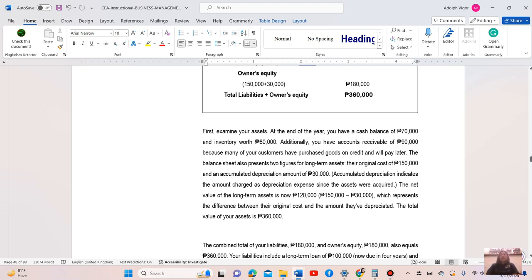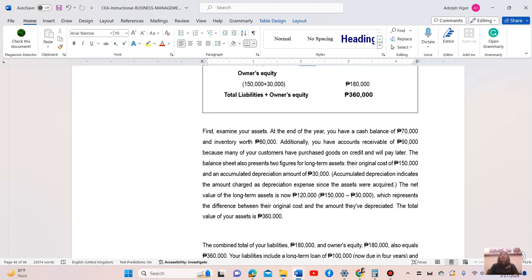At the end of the year, you have a cash balance of 70,000, an inventory worth 80,000. Additionally, you have accounts receivable of 90,000, because many of your customers have purchased goods on credit and will pay later. The balance sheet also represents two figures for long-term assets: the original cost, 150,000, and an accumulated depreciation amount of 30,000.